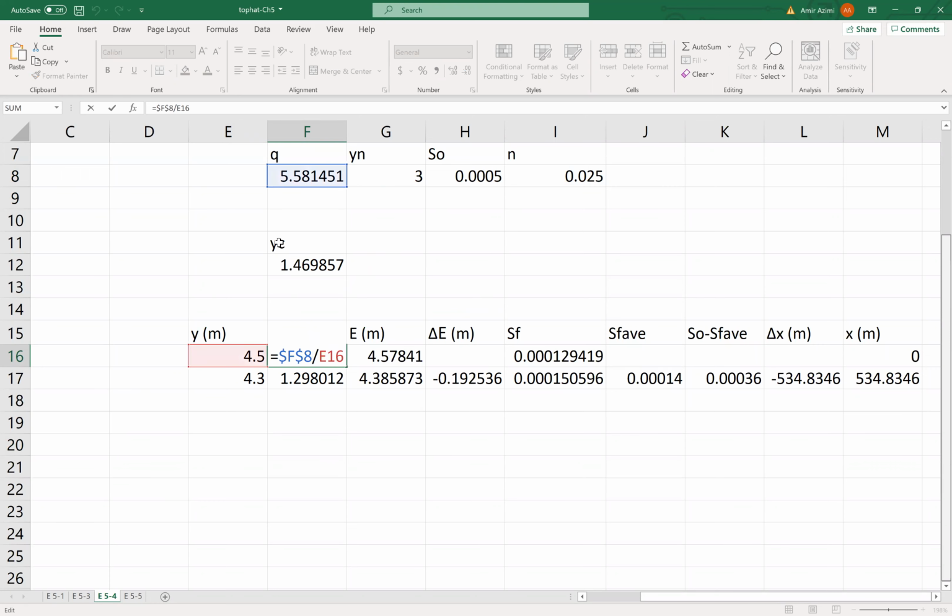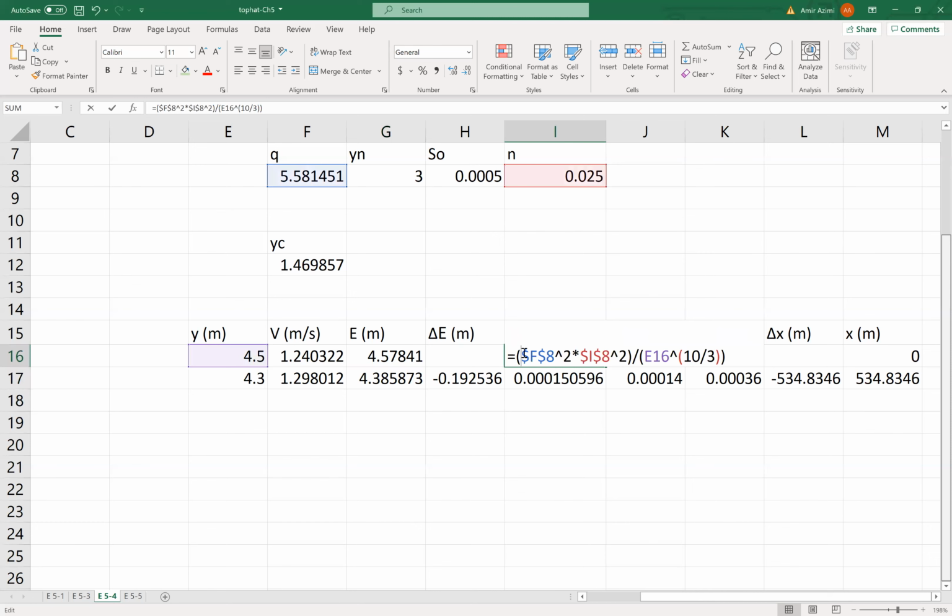So velocity is discharge divided by depth. Energy is depth plus v squared divided by 2g. And the friction slope is q squared n squared divided by A squared, where A is depth, and then we have the hydraulic radius squared. If you remember in our calculation, it was y to the power of 5/3, and now if you square it, it becomes y to the power of 10/3. So you calculate the frictional slope.